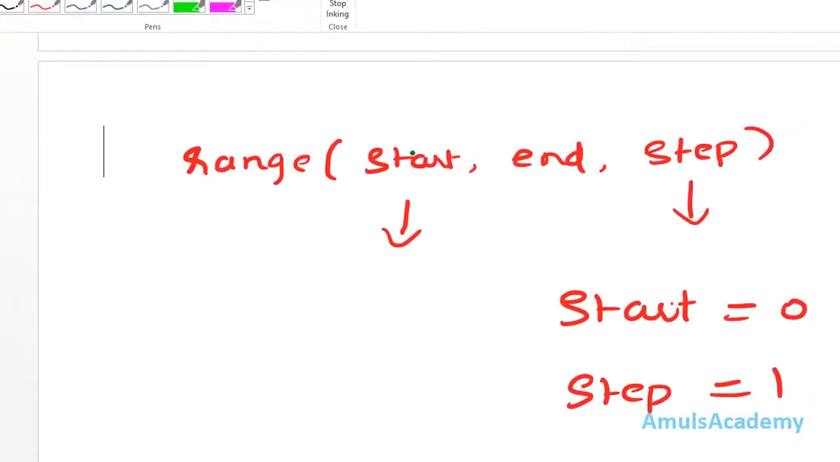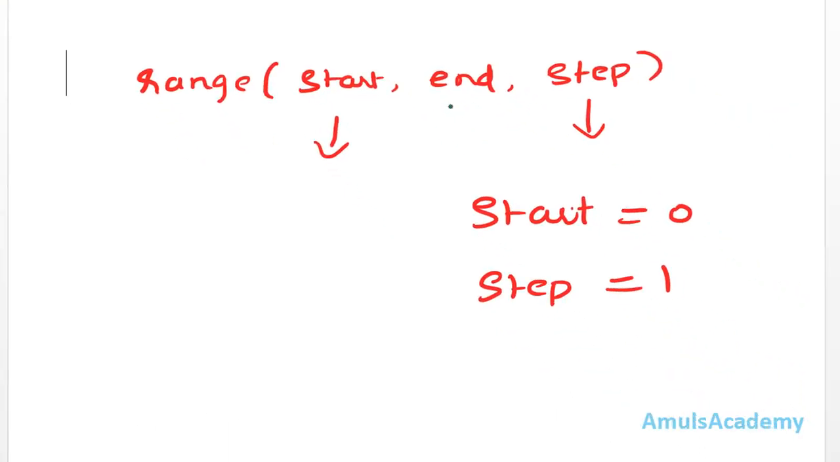Okay, so in the range function the start and step parameters are optional. If you don't mention the start value, by default it will take 0. If you don't mention the step, by default it will take the step as 1. Okay, but you should mention the end value.